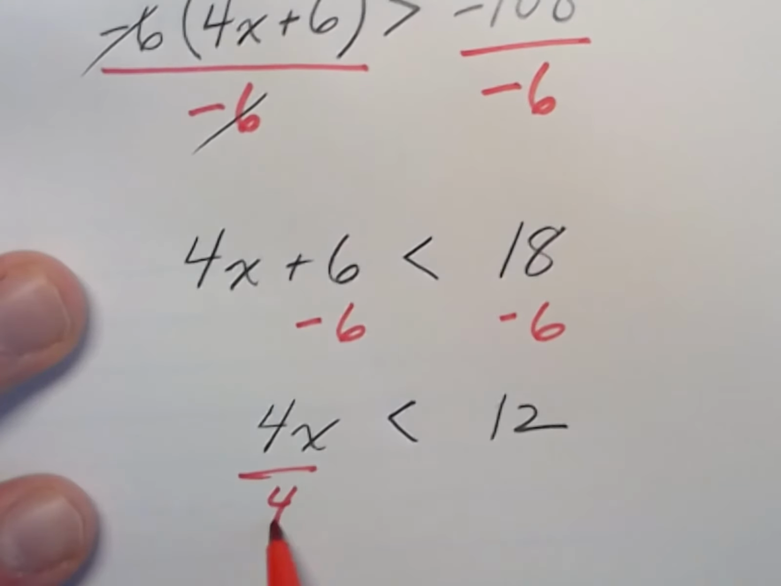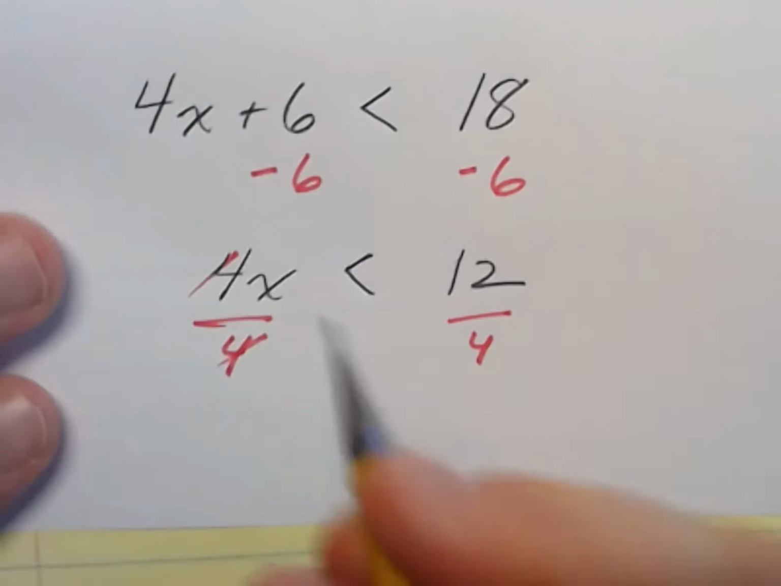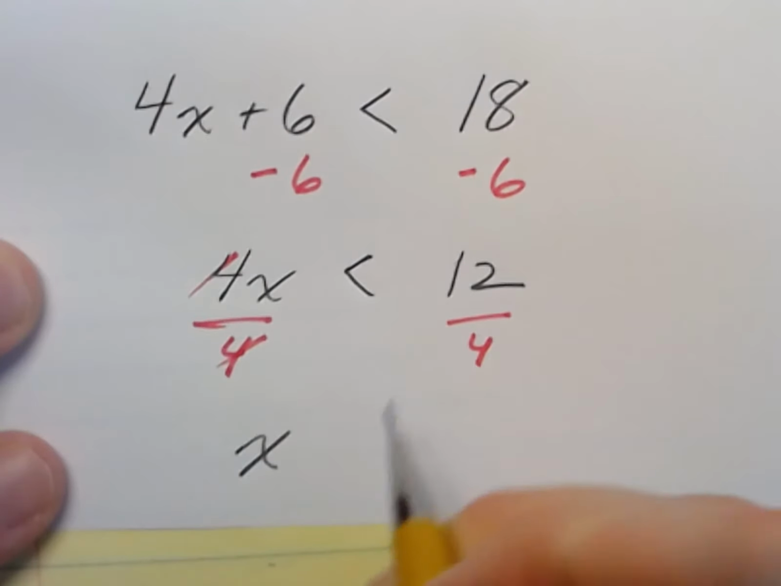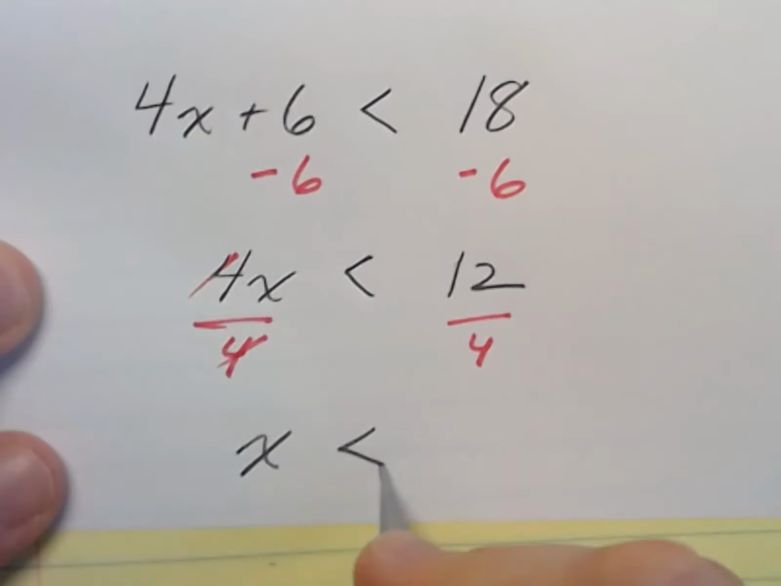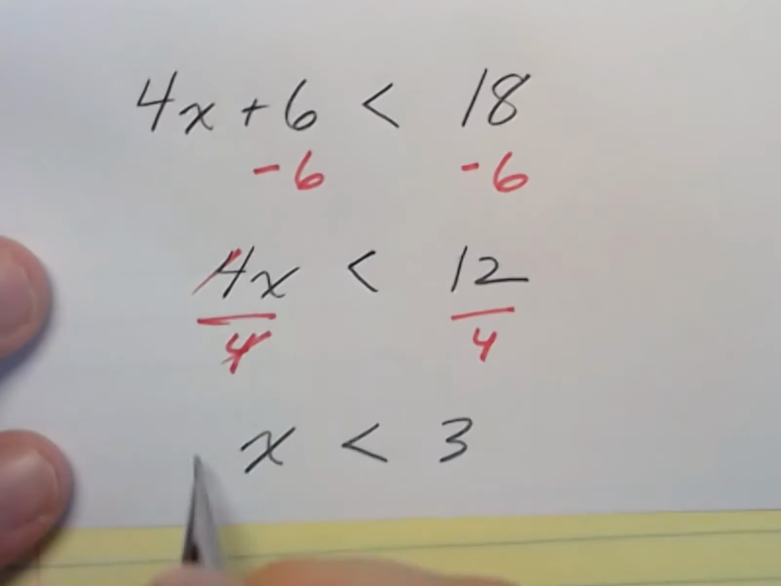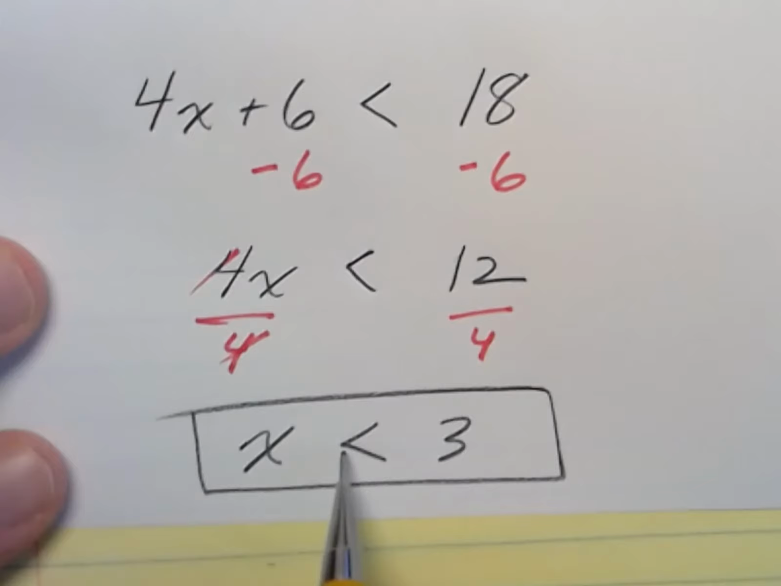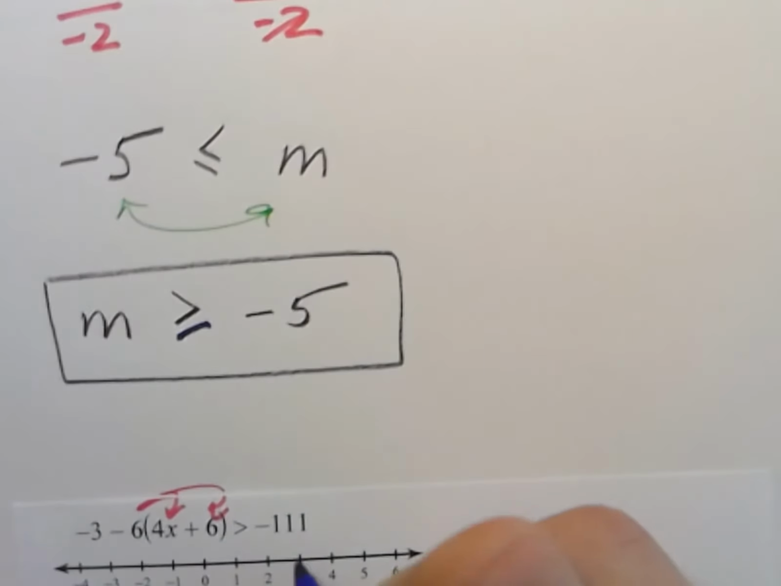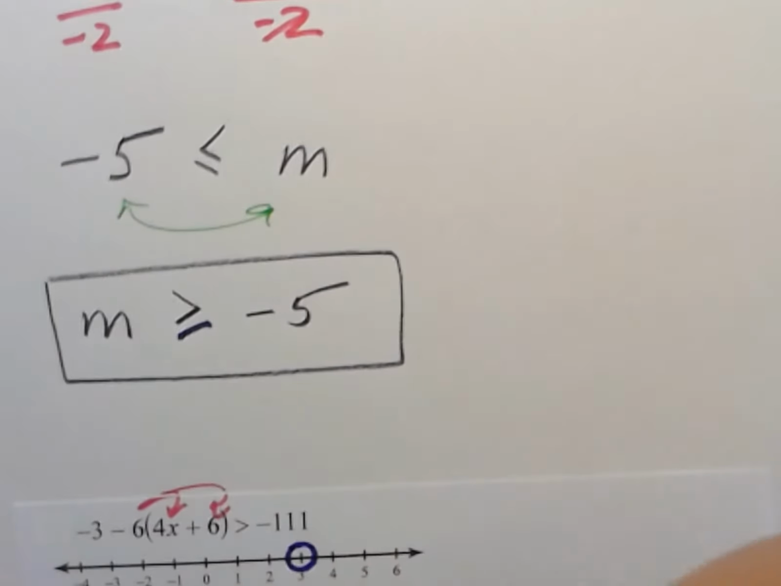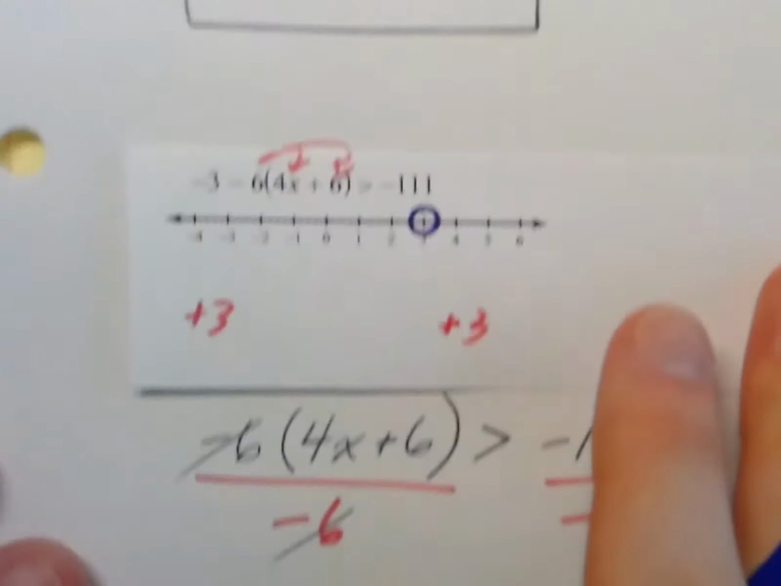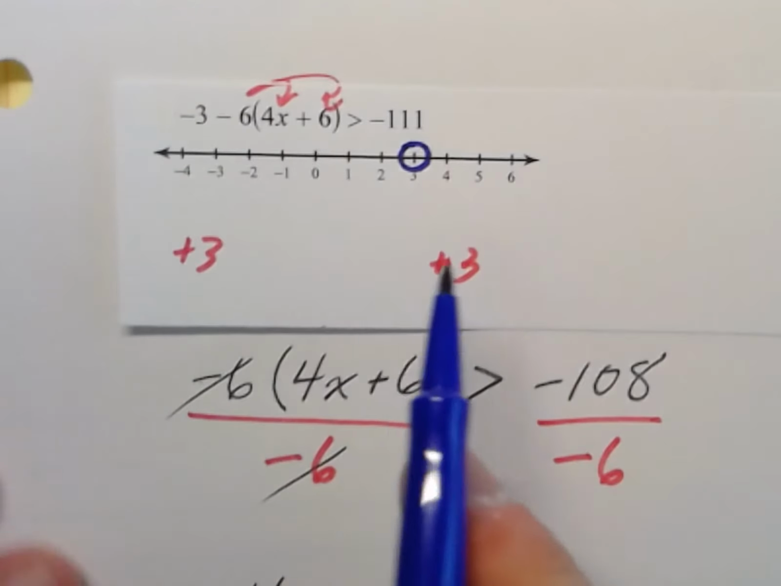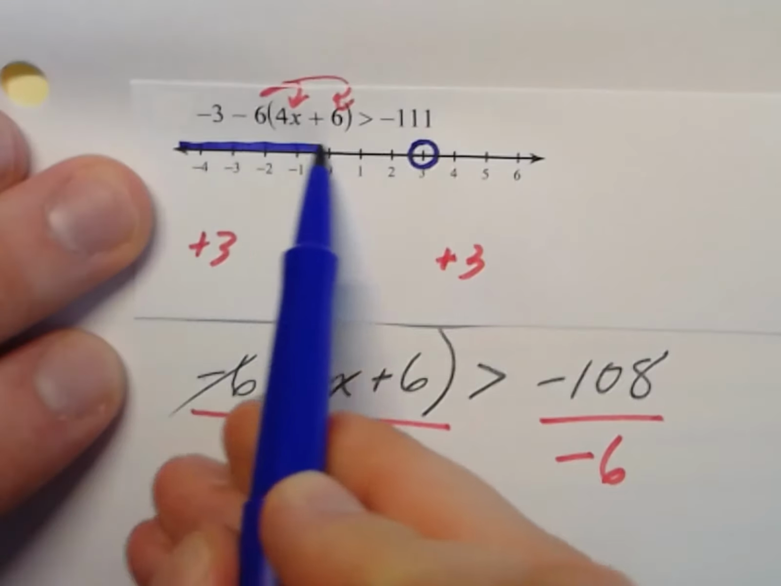And then if I divide by 4 and divide by 4 so that those go away, I'm left with an x, and this is not a negative 4, so I still don't change the sign, and a 3. So x is less than 3. Okay, so here I'm finding this. There's my 3. I leave it open because it's not equal to, and it's less than, so it's all of this.